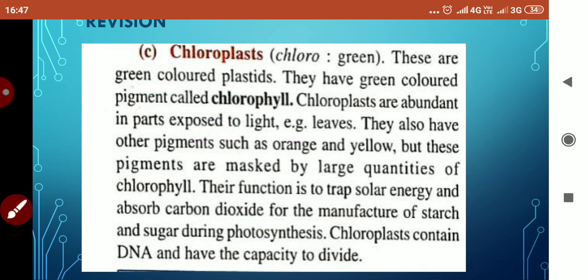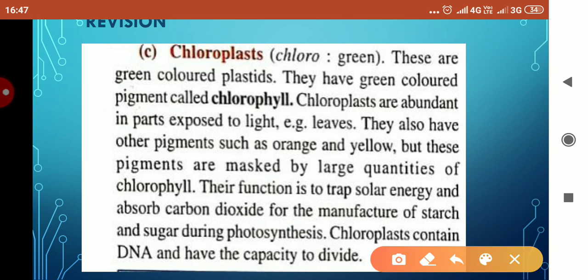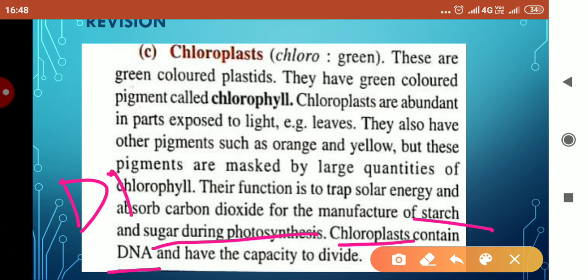Now their function is to trap the solar energy and absorb carbon dioxide for the manufacture of starch and sugar during photosynthesis. Now chloroplasts contain DNA and have the capacity to divide. Children, I have already explained to you that mitochondria and chloroplast, these two are the cell organelles having their own DNA. Now if any structure is having its own DNA, then that structure has the capability to make its copy. That's why they have written they have the capacity to divide.